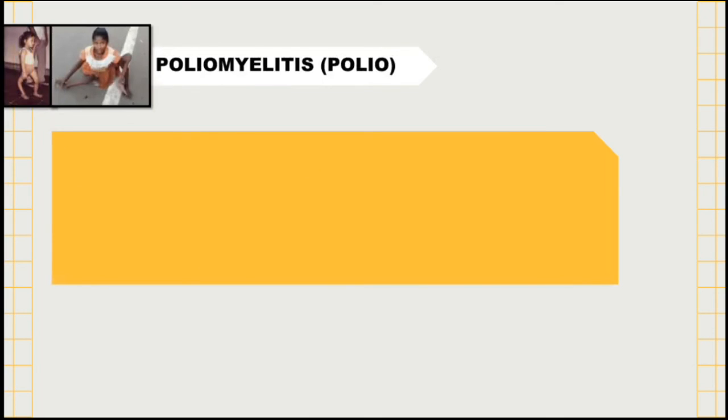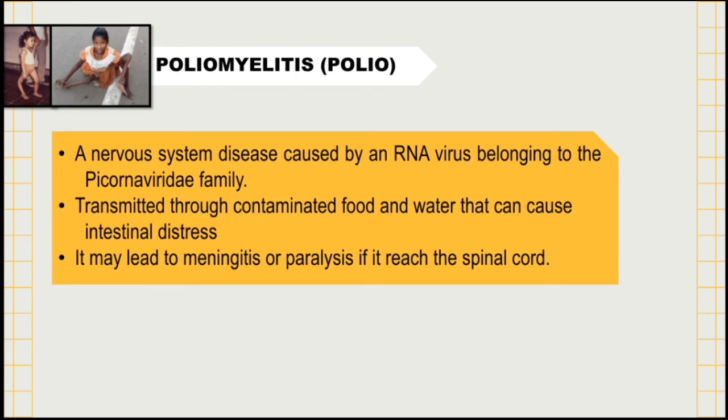The next viral disease is poliomyelitis, commonly known as polio. It is a disease caused by an RNA virus belonging to the Picornaviridae family. It is transmitted through contaminated food and water that can cause intestinal distress. It can lead to meningitis or paralysis if it reaches the spinal cord.